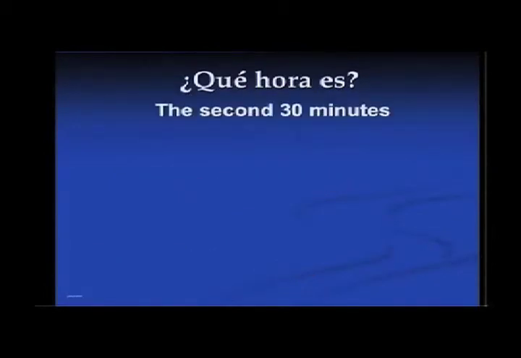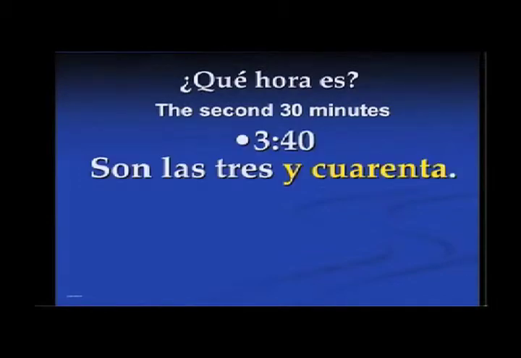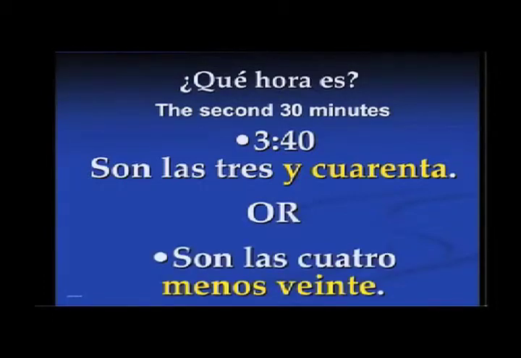Now that takes care of the first 30 minutes. What about the second 30 minutes, from like 31 to 59 after the hour? Well, you have a couple of options. First off, for 3:40, you could say son las tres y cuarenta, it is 3 and 40. Or maybe you want to say that it's 20 till 4, which would come out that it is 4 minus 20. Son las cuatro menos veinte.